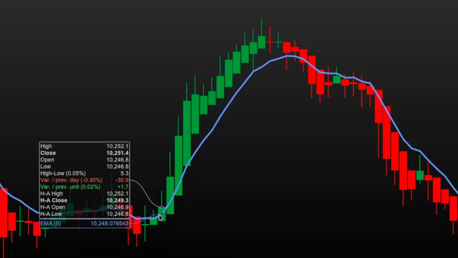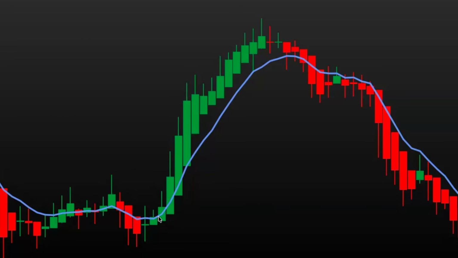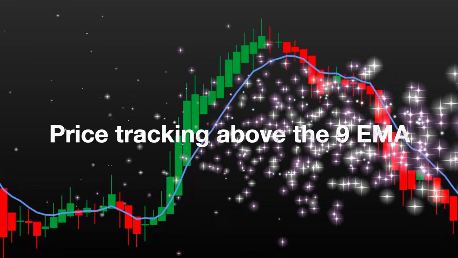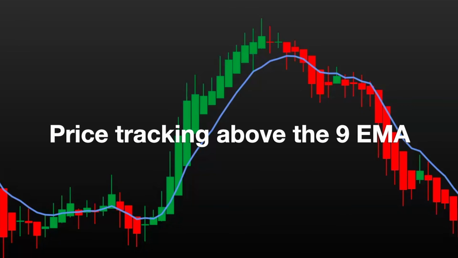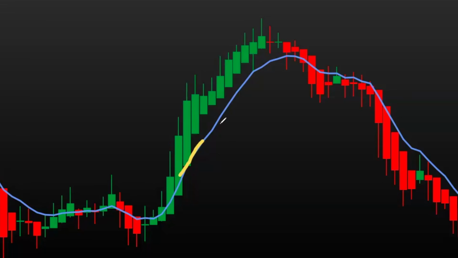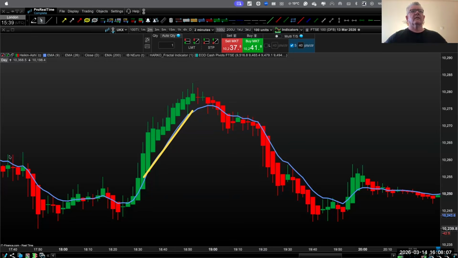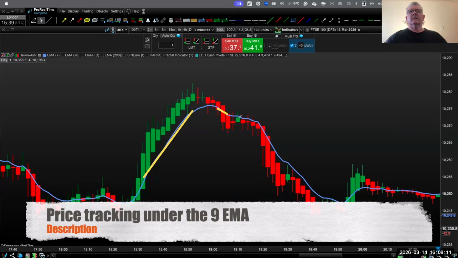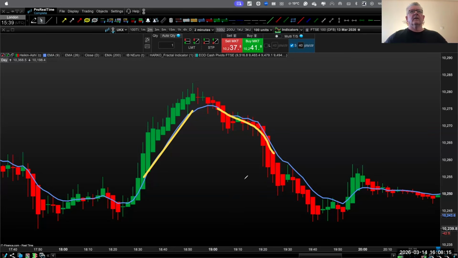If you want to go bullish, you want the candles to be closing above the 9 EMA. So you're looking for the candles here to be tracking above this 9 EMA here. That's what we're looking for. That's the ideal storm. And if we're going short, then we want the candles to be tracking under the 9 EMA.